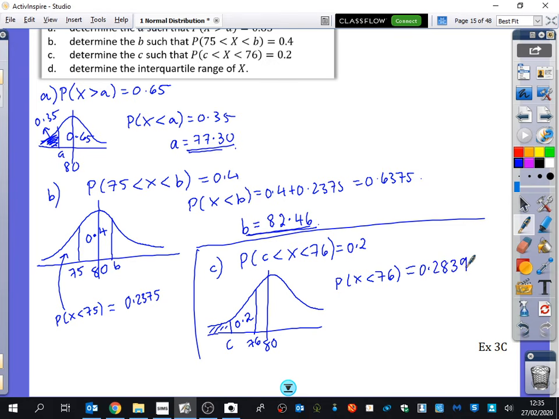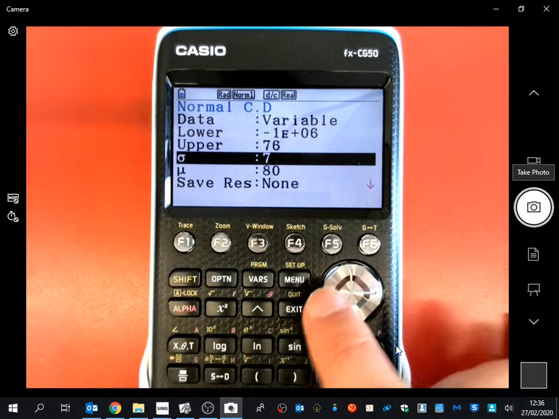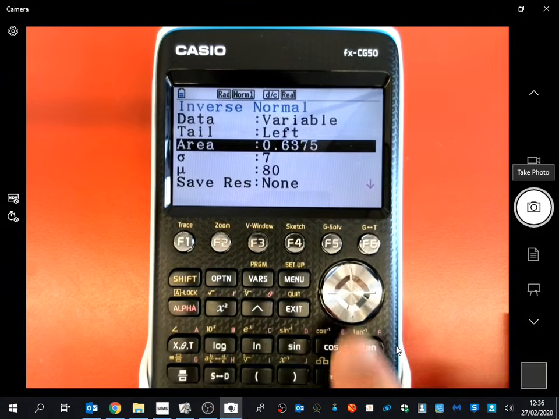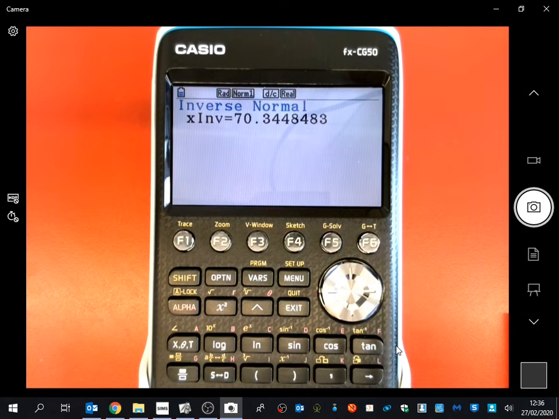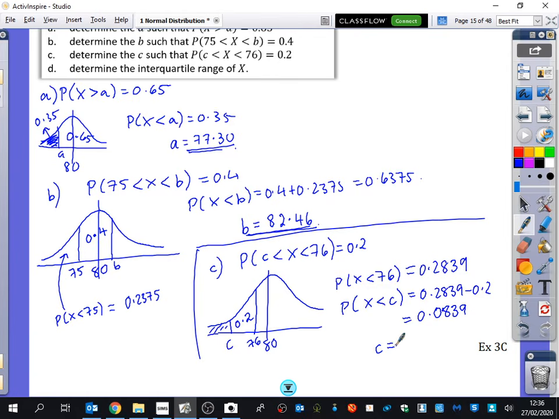And we're going to find out this bit down here, which is the probability that x is less than c. The diagram is going to tell us it's 0.2839 minus 0.2, which is 0.0839. So c, using the inverse function, is 70.34. So C is 70.34.